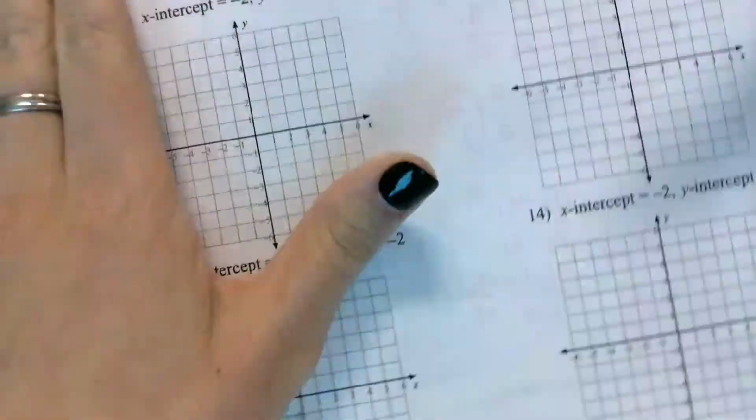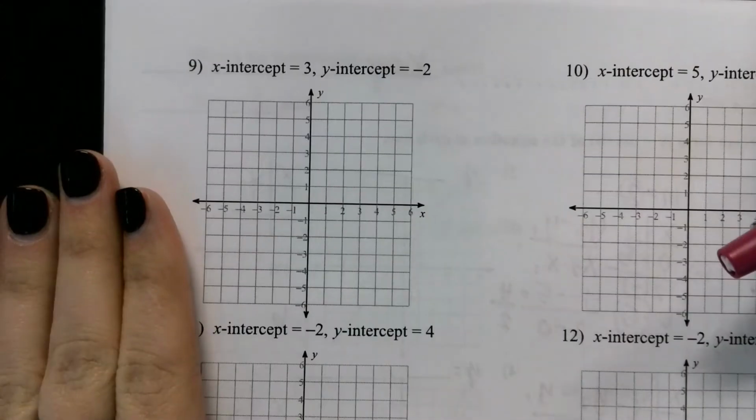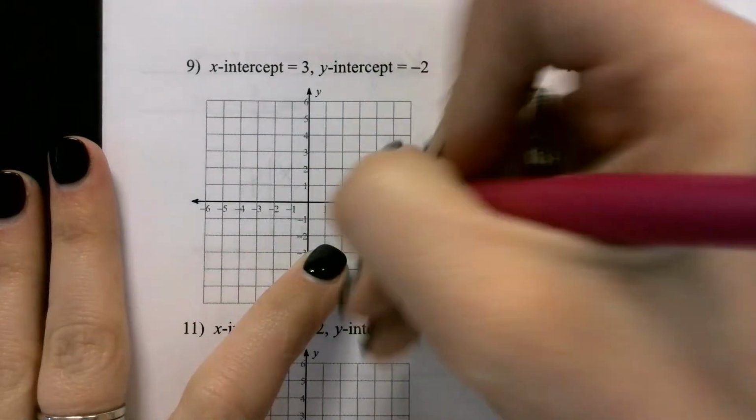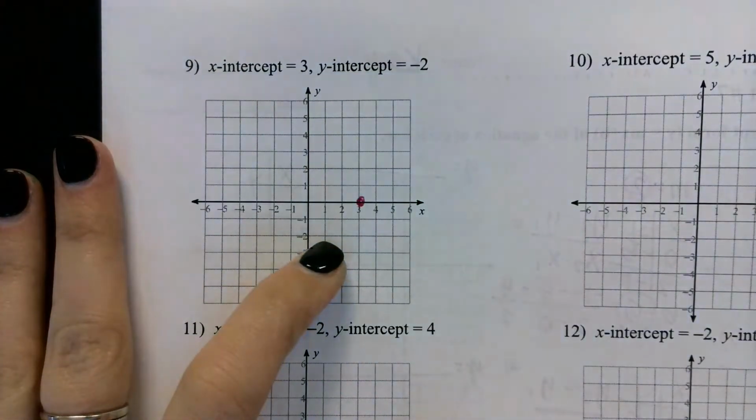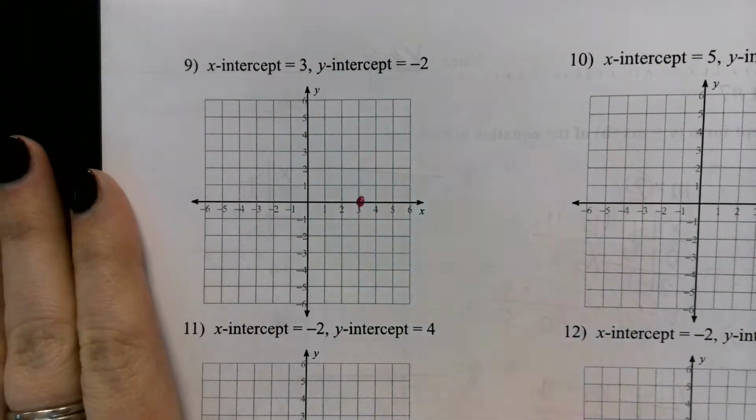So now let's change the page. Pasa la página. And then looking at number 9, our x-intercept is 3. So I'll put my dot on 3. My y-intercept is at what? -2.